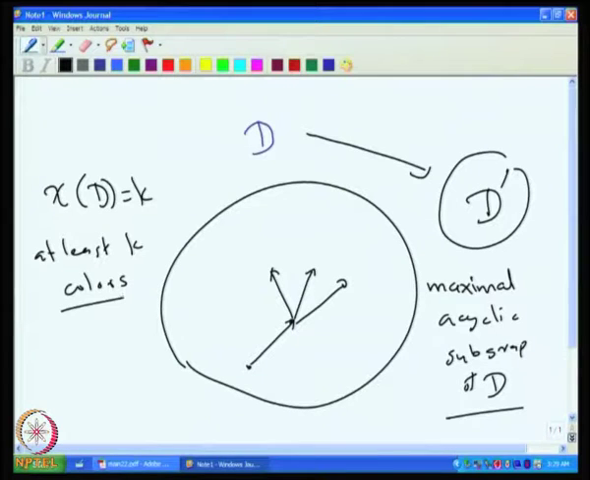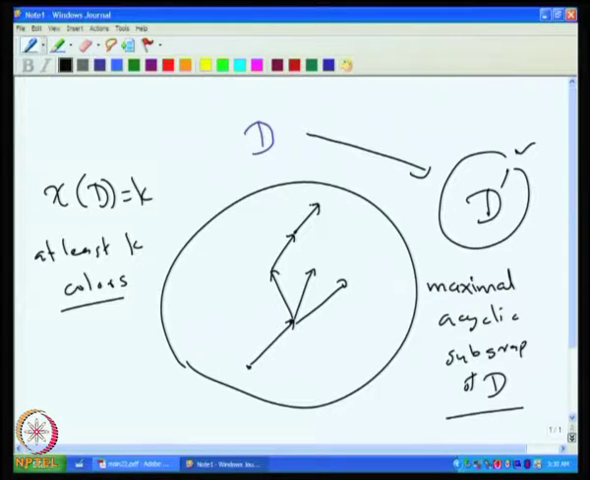Any valid coloring of D' should have at least K colors, that is what it means. Now, what we are going to do is to show that there exists a path of length K in it. Instead of showing that there exists a directed path in D, we would show that there exists a directed path of length K in D', the maximal acyclic subgraph of D, namely D' itself. This is my plan.